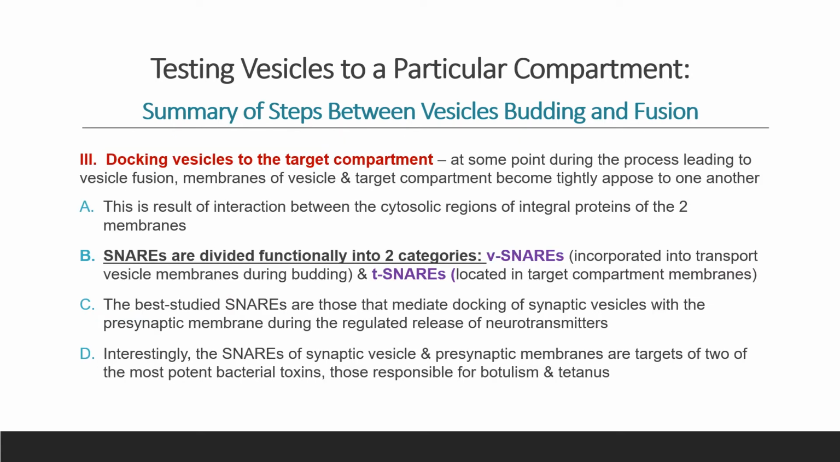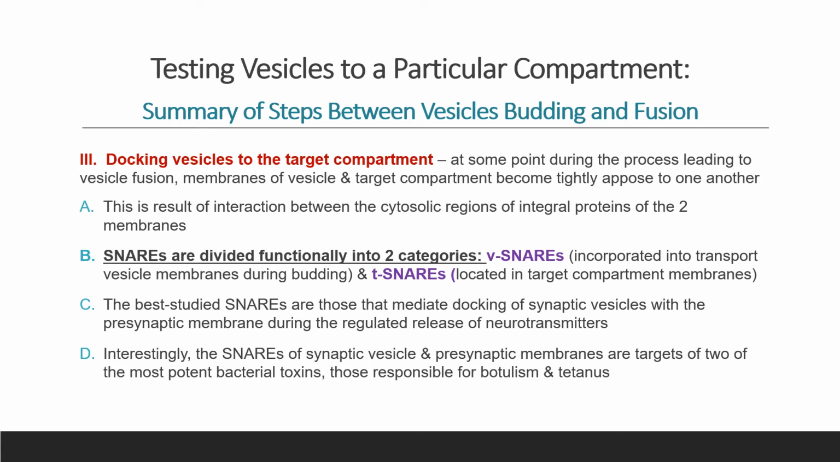So next is the docking of vesicles to target compartments. At some point during the process leading to vesicle fusion, the membranes of the vesicle and target compartment become tightly opposed to one another. This is a result of the interaction between the cytosolic regions of the integral proteins of the two membranes. So SNAREs are divided functionally into two categories. We have the v-SNAREs, which are incorporated into the transport vesicle membranes during budding, and the t-SNAREs, which are located in the target compartment membranes.